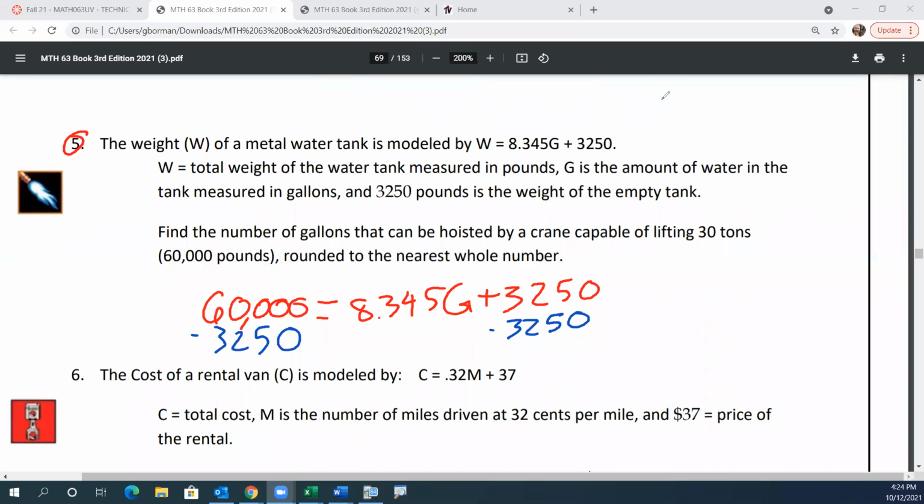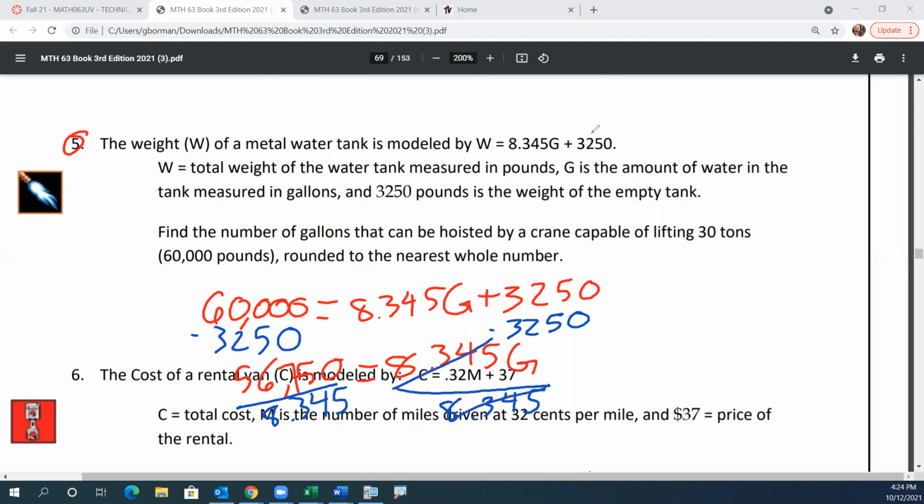And that'll give me 56,750 pounds. Whoops, I forgot my 7. I apologize that it's a little hard to read. Now I'm going to take care of 8.345. It's being multiplied by G. So to undo that, do the opposite. Divide by 8.345. And if I do it to one side, I've got to do it to both.